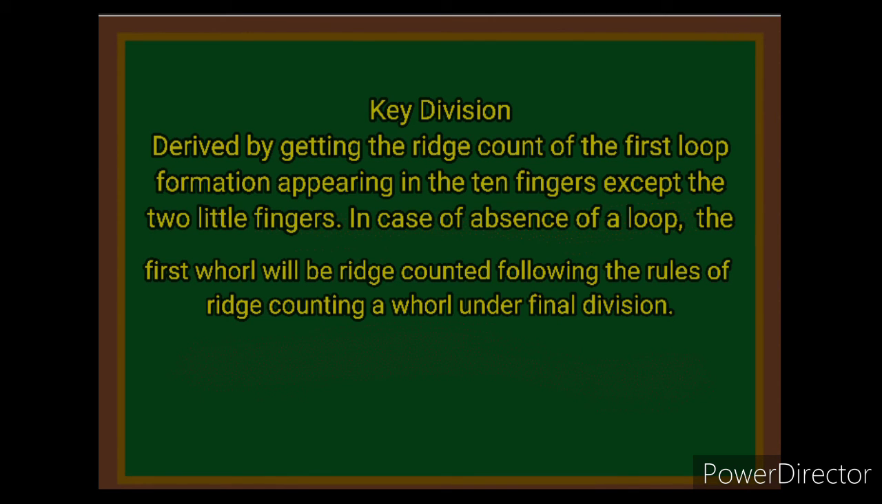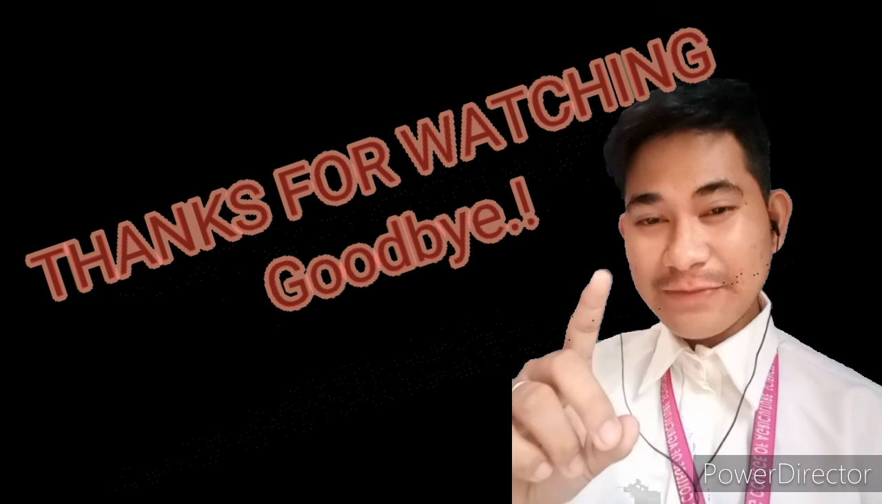Key division is very unique because this division doesn't have a denominator, only numerator. Key division is found by getting the ridge count of the first loop formation appearing on all the fingers except the 2 little fingers. In case of absence of a loop, the first whorl ridge is counted just like how ridges were counted back in the final division. And that's all for today's video.